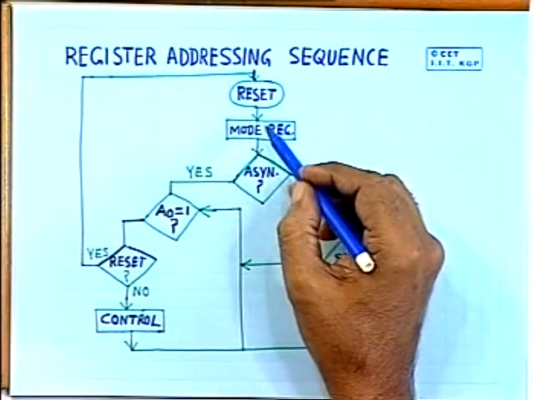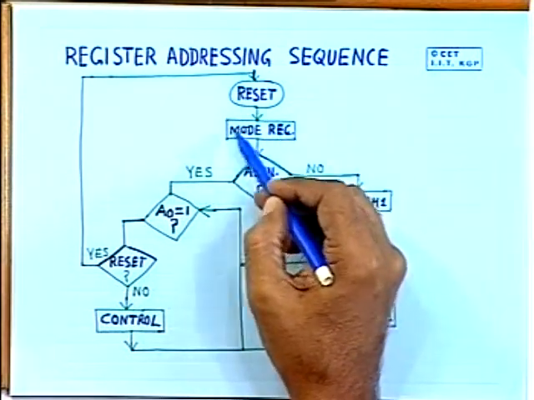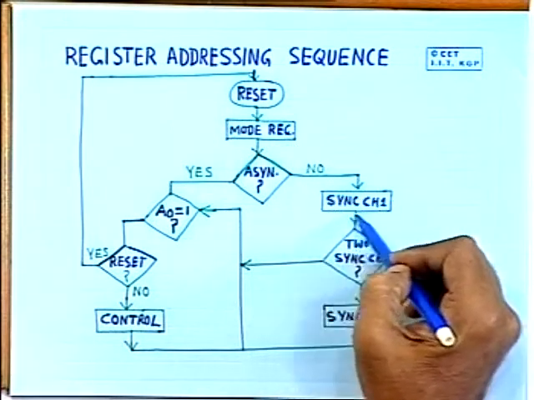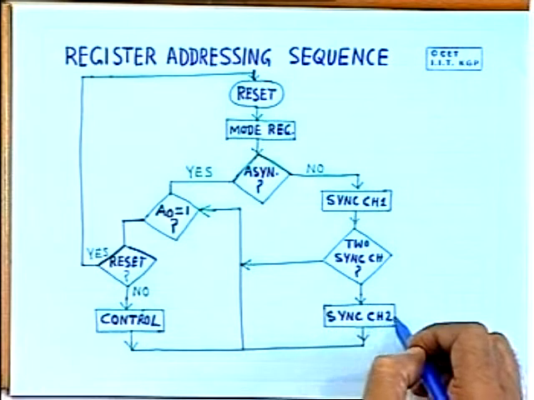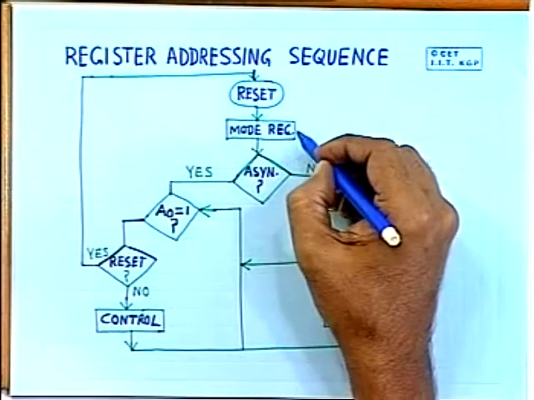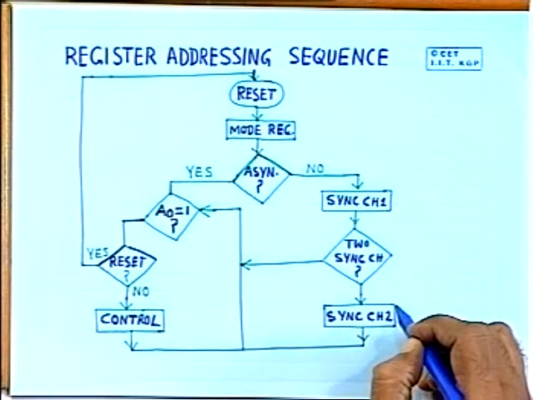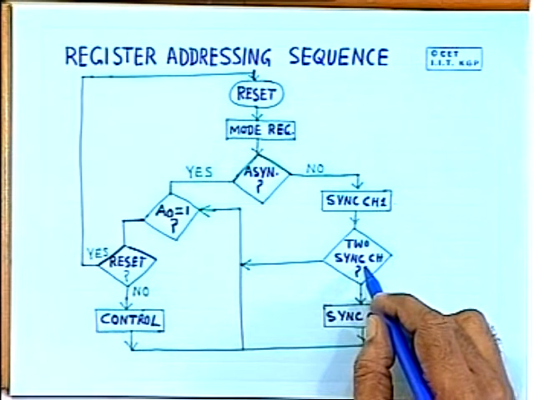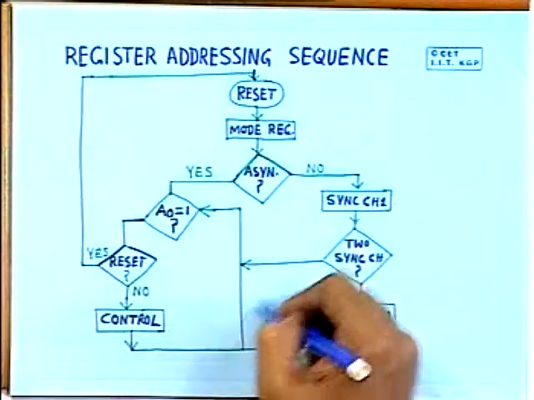On the other hand, whenever synchronous mode is used, you have to write into the mode register, then synchronization character 1, and synchronization character 2 if you are using two sync characters. So you access the mode register, synchronization character 1 and synchronization character 2 if you are using the synchronous mode of data transfer. This is how the different registers can be accessed using the same address, in a sequence.